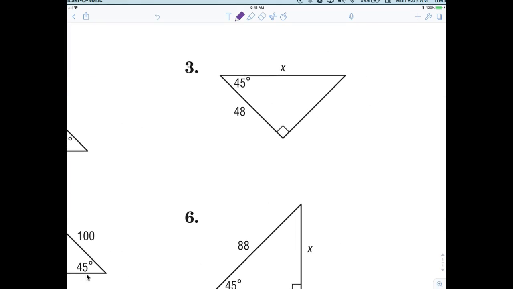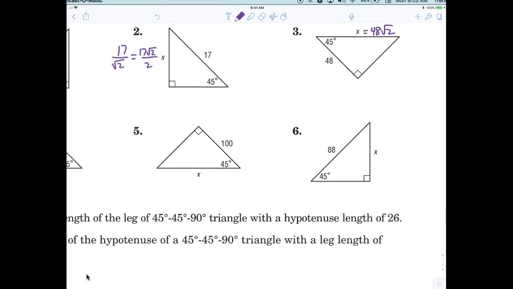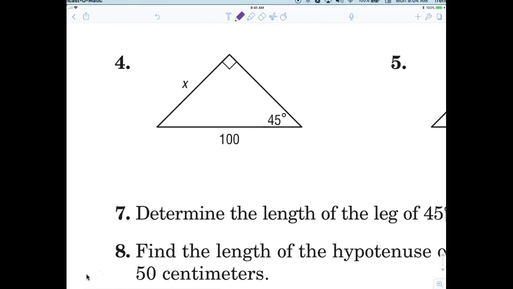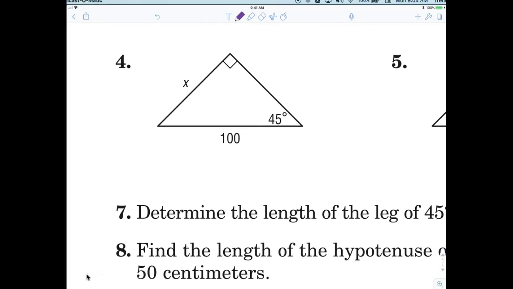Number 3, x would be what? 48 radical 2. Come on, please, pay attention. Now, again, some of you are understanding now. You see the pattern. Instead of dividing by radical 2, it's always multiplying by radical 2 over 2. If you see that pattern, that's perfectly fine.